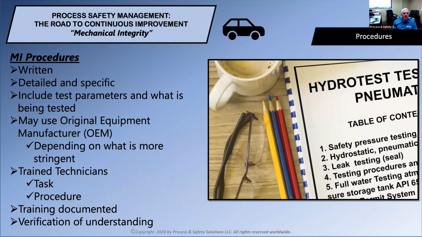So let's just talk briefly about MI procedures. Again, they must be written, they must be detailed and specific. They should include the test parameters and what is being tested. And of course, we already talked about how you may use the original equipment manufacturer, the OEM, procedures for testing, and that's perfectly fine. You don't need to copy and paste those. You can just reference those particular procedures, making sure that you have obviously a copy on hand. You must train your technicians on the task and the procedure, and that training must be documented, including a verification of understanding, making sure that they understood the training that they were provided.